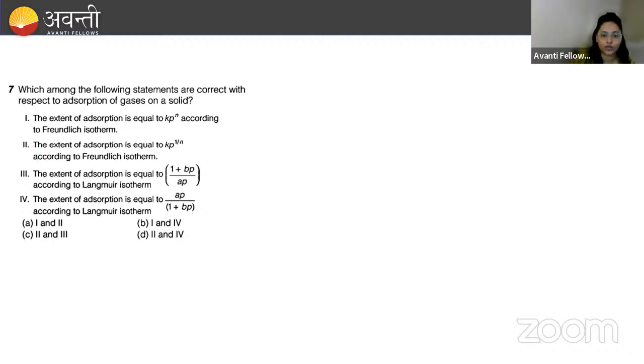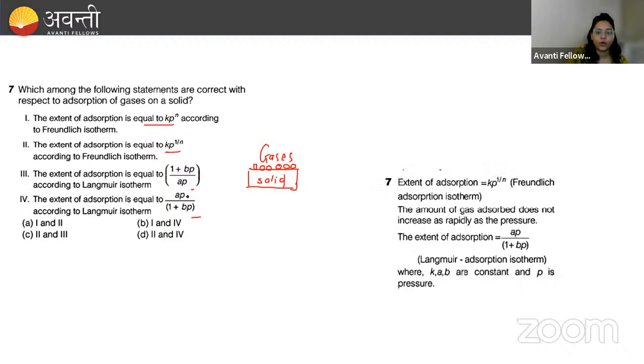When adsorption of gases takes place on the solid surface, when gases are getting adsorbed on the surface of a solid, this is a solid surface and the gas molecules are getting adsorbed on it. So which is correct? Equal to Kp raised to n, equal to Kp raised to 1 by n, equal to Ap upon 1 plus Bp, Ap plus 1 plus Bp. Among these, for Freundlich and Langmuir adsorption, if we know the definition, we can easily find out the extent of adsorption.